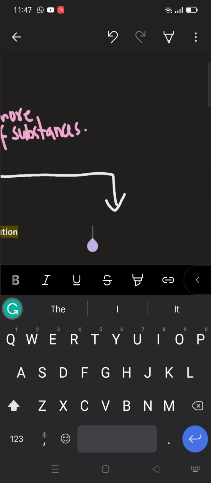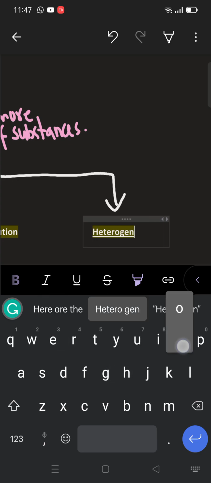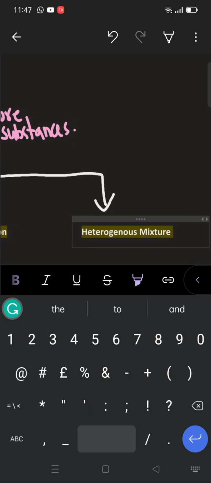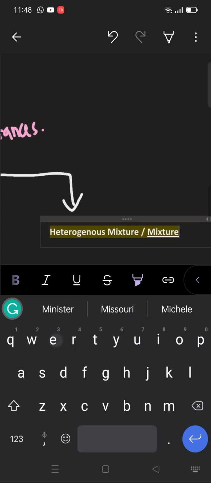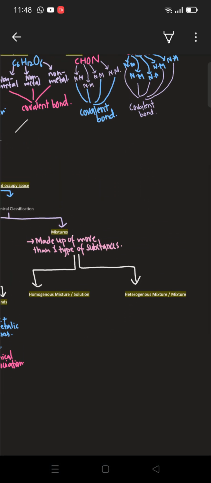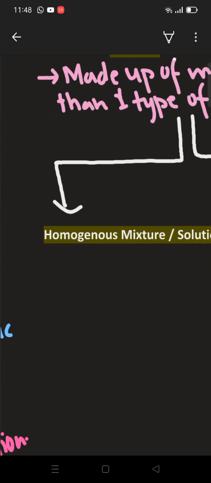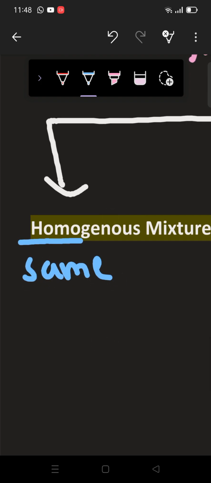And here we have heterogeneous mixture, which is commonly known as mixture only. Alright, we have homogeneous mixture and we have heterogeneous mixture too. Now homo means same. This means same. So here the particles will be uniformly distributed.